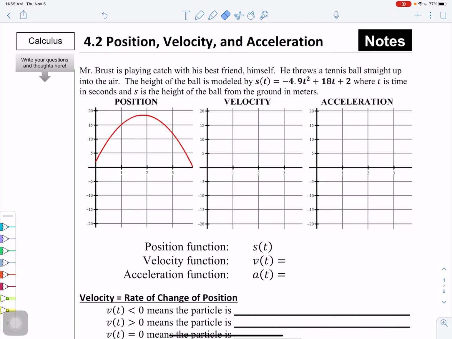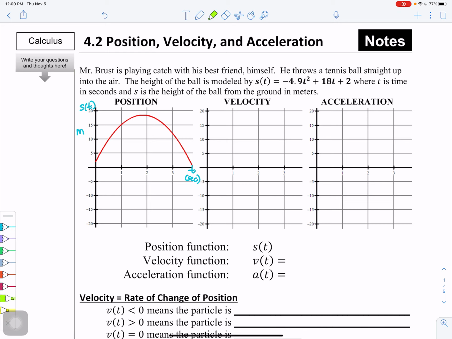And the height of the ball is modeled by S of t equals negative 4.9 t squared plus 18t plus 2. So here is S of t, and this is time on the x-axis. And the height of the ball is in meters, and the time is in seconds. Okay, and this makes sense.